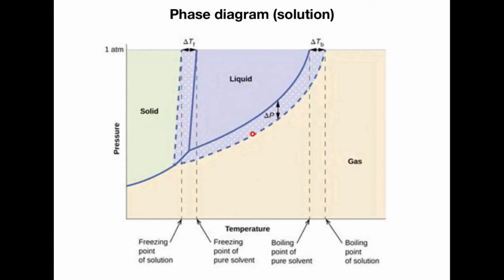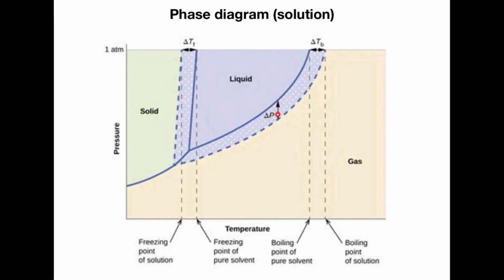Put simply, the liquid phase is larger. The liquid phase occupies more range in terms of temperature and more range in terms of pressure. So the line that separates liquid and solid, which is essentially the freezing point at various pressures, shifts. And so the freezing point lowers for a solution. Likewise, the boiling point, which is the line that separates liquid phase from the gas phase, also shifts out to higher temperatures. And therefore, the boiling point is higher for solutions like that.